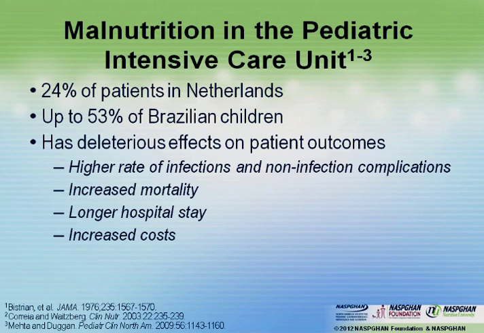So what do we know about malnutrition in the pediatric intensive care unit? Some studies have shown 24% of patients in the Netherlands meet criteria for malnutrition, and up to 53% of Brazilian children meet the definition for malnutrition. So what does that do? Well, these patients may have higher rates of infections and non-infectious complications, increased mortality. They tend to have longer hospital stays, and they have, of course, increased cost.